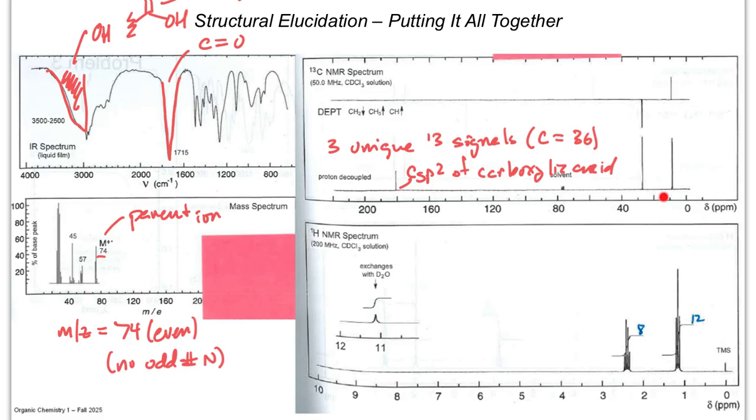And what does their hybridization have to be based on the region they're located? So both of these have to be sp3 hybridized. So from 0 to about 80, that was your sp3. 80 to about 110, that was sp. And then 110 up to 220 was sp2.